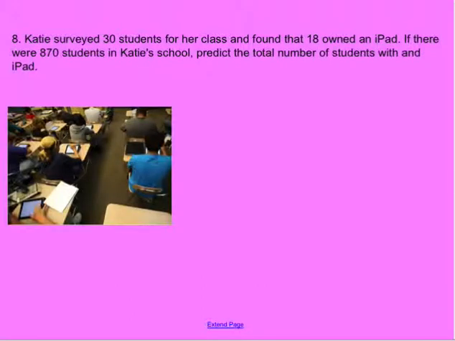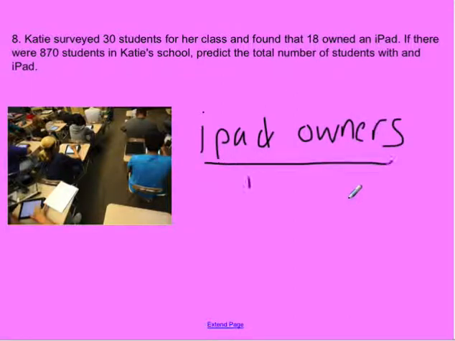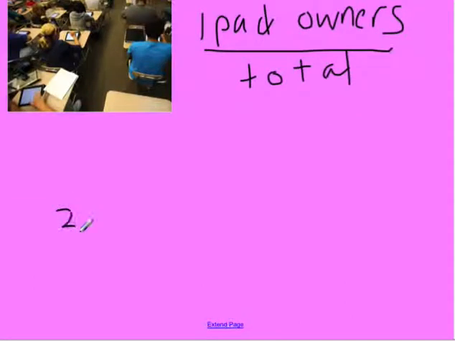Next, let's take a look at this next one. Katie surveyed 30 of her students and found that 18 owned an iPad. So first, I'm going to set up iPad owners divided by total. That's what I'm setting up. For the first one, out of 30 students, 18 of them owned iPads. So we have 18 out of 30.